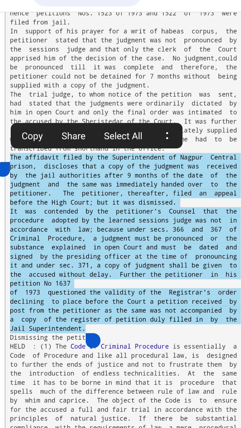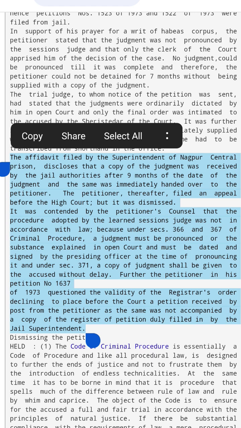Key terms and simple meanings. Superintendent of prison: this is the person in charge of the prison, like the head or the boss of the jail. Judgment: a decision made by the court or a judge about someone's guilt or innocence. Petitioner: the person who brings a problem or complaint to the court. Here it's the prisoner. Appeal: when someone asks a higher court to look again at a decision made by a lower court, hoping for a different result.